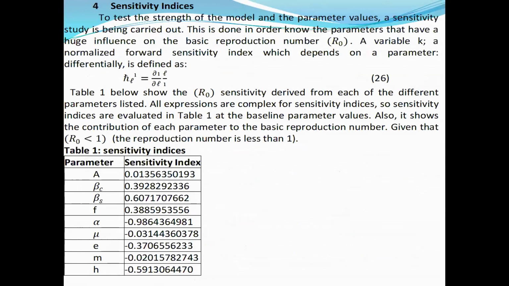Then we do the sensitivity analysis of our reproduction number, where we test for the sensitivity of the parameters that were used. Then we can see that the transmission coefficients, beta subscript C and beta subscript S, and the recruitment rate, which we vary, are positive. That means they have a positive effect on the model. And also the proportion of individuals that are clinically infected. Those are the parameters that we are taking into consideration.